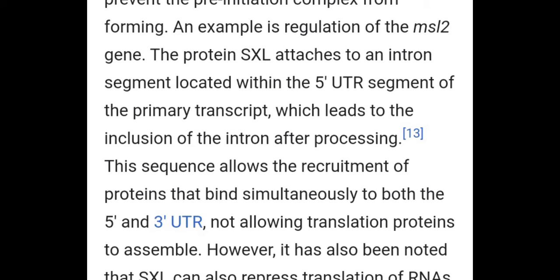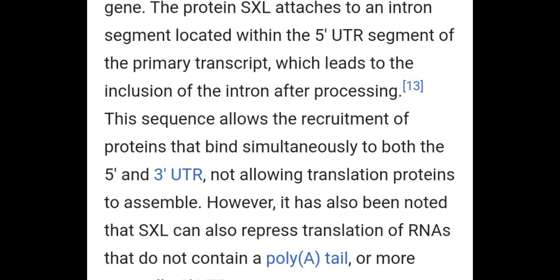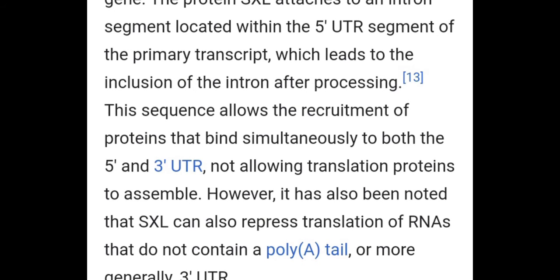Due to the remaining of the intron in that mRNA, other proteins bind simultaneously to both the 5' and 3' untranslated regions. Okay, and thus it prevents the translation proteins from assembling. So this is actually a type of regulation done by an RNA binding protein such as SXL.